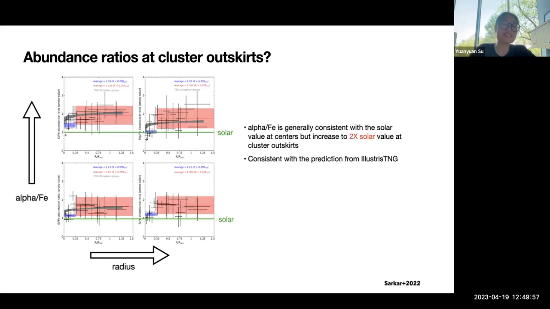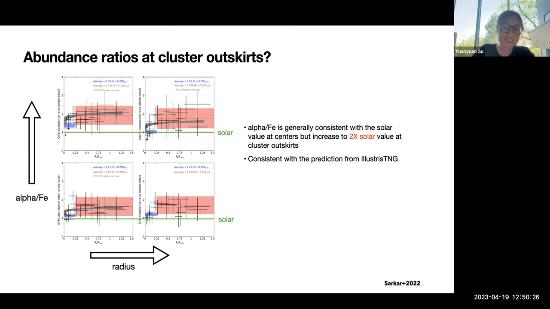In this work, we found that the alpha to iron abundance ratio is indeed consistent with the solar abundance at the center, but when we go outside the cluster centers, we find this ratio increases and reaches 2 times the solar value at cluster outskirts. It's really interesting that our findings are highly consistent with the predictions from IllustrisTNG, as indicated by this gray line here.